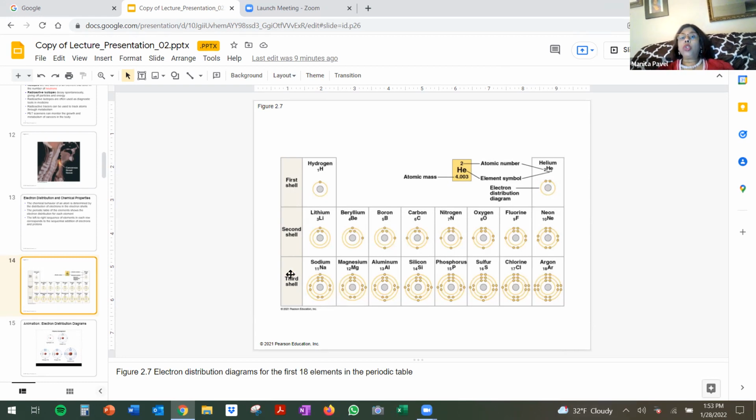I would like you to go through each of these elements with their atomic numbers and practice the electronic configuration. You can go through aluminum, silicon, phosphorus, sulfur, chlorine, argon. Practice. I would like you to draw each orbital and determine the electronic configuration with the atomic number information. Okay.